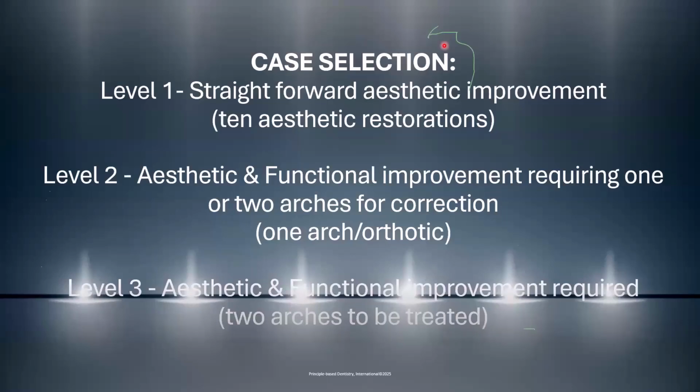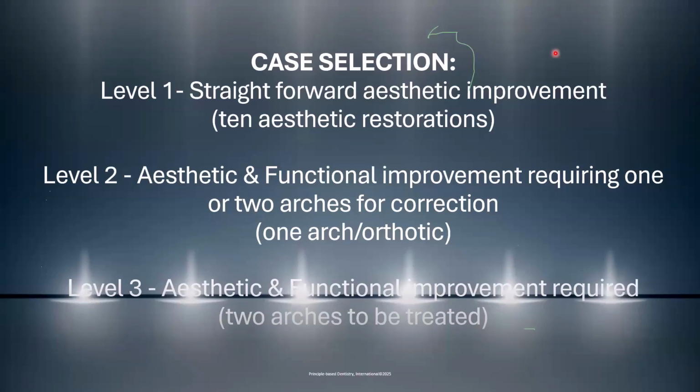Level one is just your straightforward aesthetic improvement. So typically what we're going to do is 10 aesthetic restorations, so 10 veneers. Level two is we're looking at the aesthetics, but we're also looking at possibly making a functional improvement. So level two doesn't necessarily have to involve functional improvement, but oftentimes it does. You have that patient that has that worn dentition and you want to place veneers on their upper arch, but they've lost vertical.